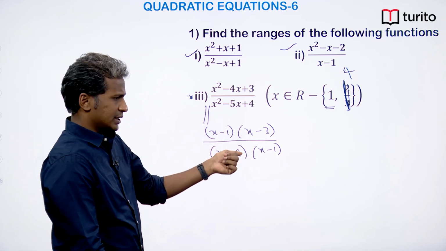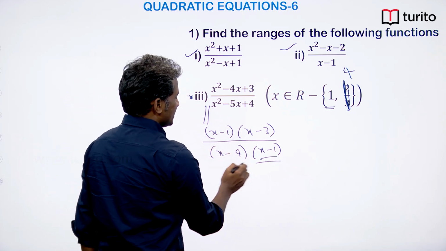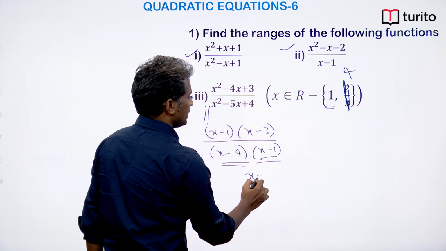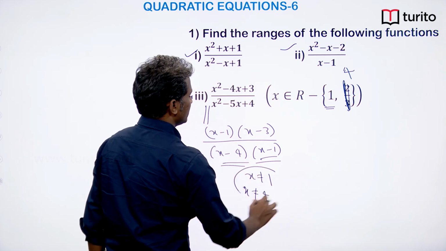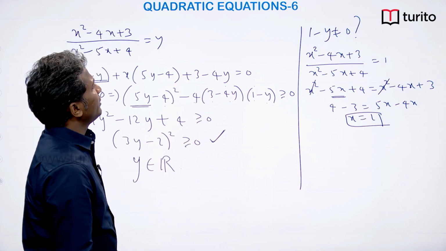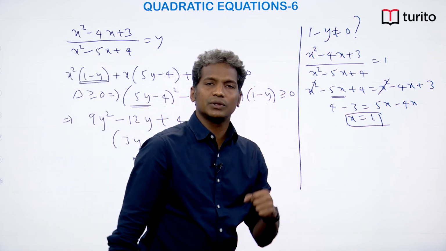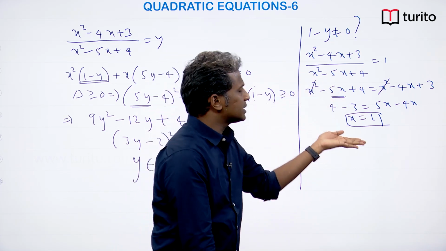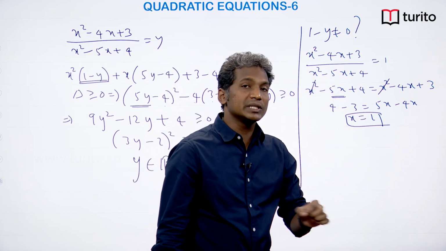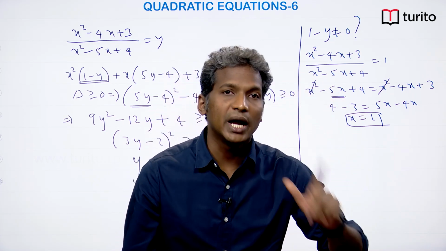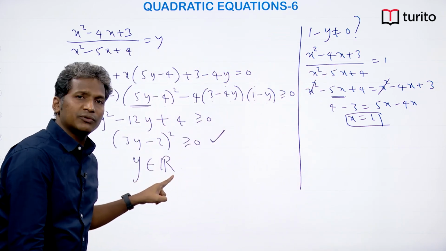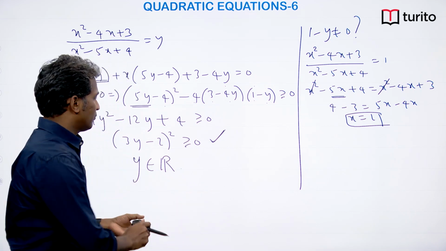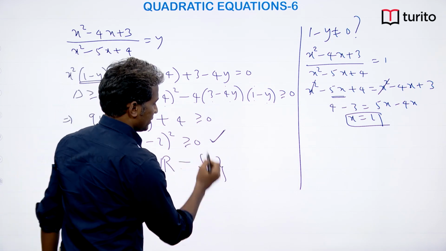Here also if we check, the denominator cannot be 0. So here naturally x not equal to 1 and x not equal to 4 are the natural conditions. So when we assume that 1 minus y is equal to 0, what were the cases we got? We got x equal to 1, which is an invalid input. So hence y cannot be equal to 1. So hence the set of all real numbers is not the range. We have to remove 1 from here.